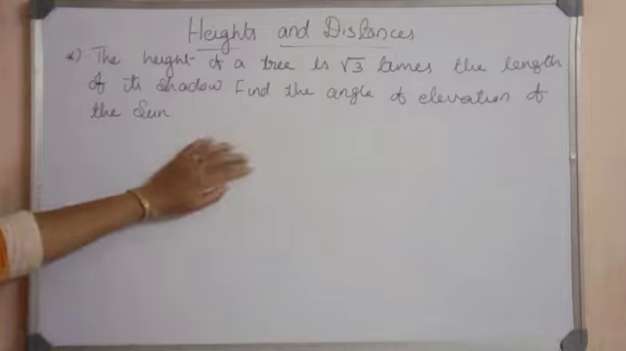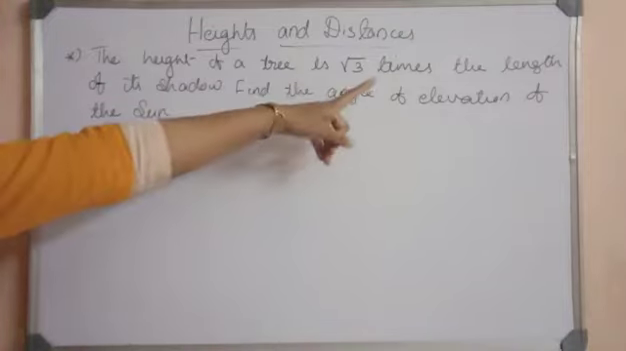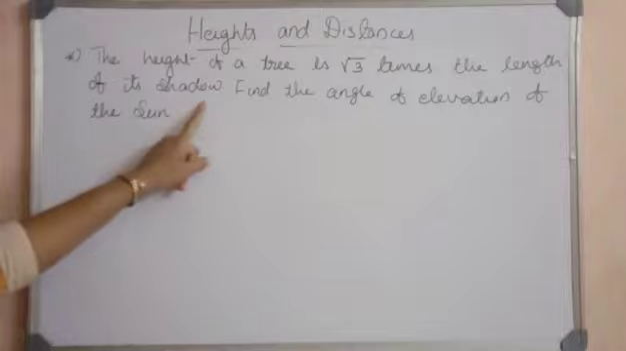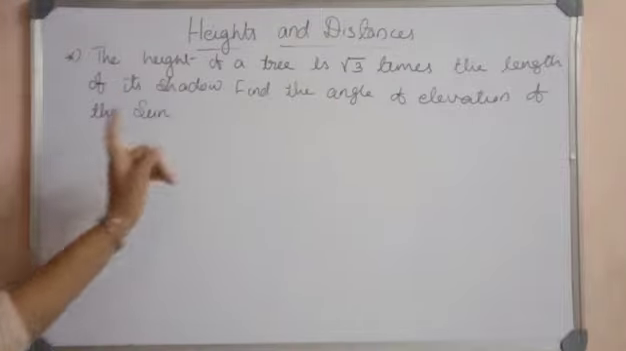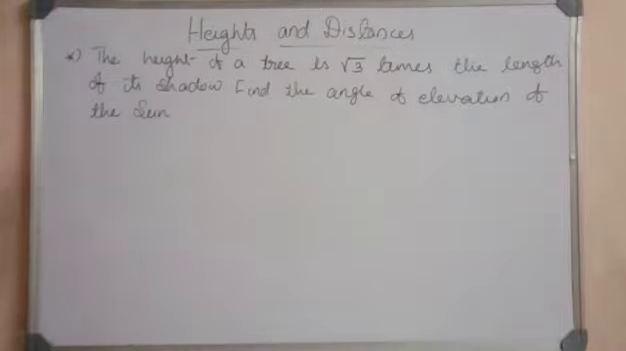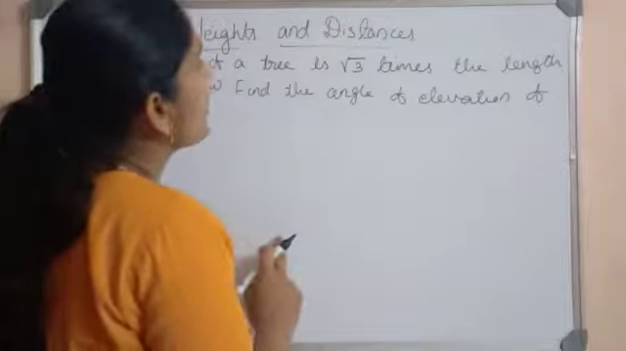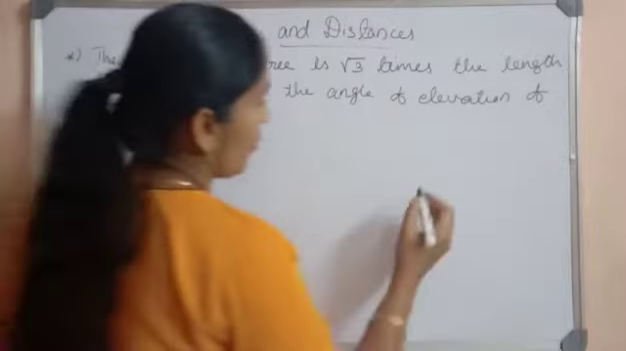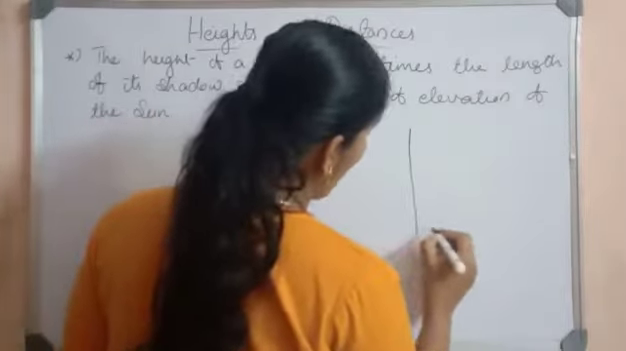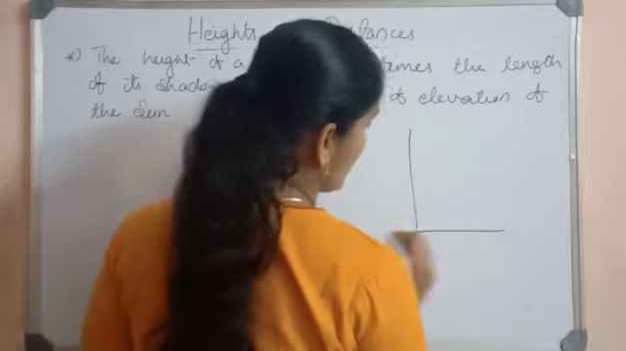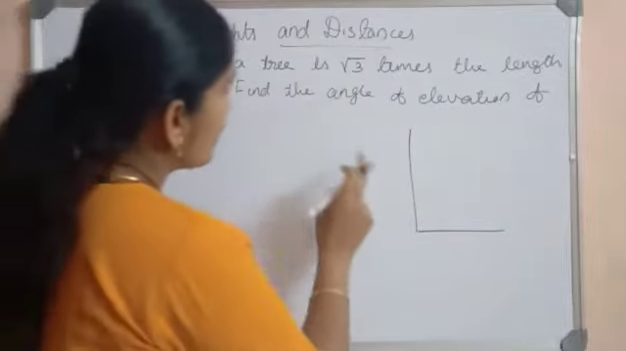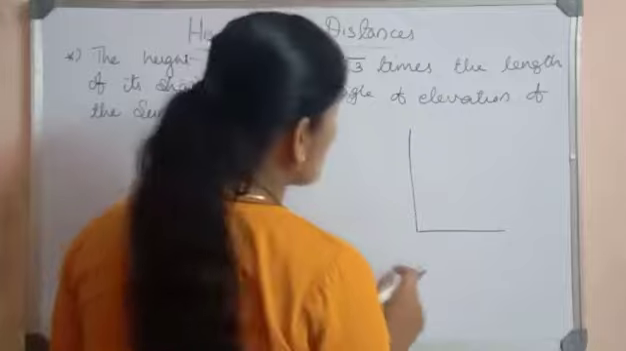Look at the first question. The height of a tree is √3 times the length of its shadow. Find the angle of elevation of the sun. Here we can use the trigonometrical ratios and find our answer. It is given that the height of the tree is √3 times the length of its shadow. Imagine this is the tree and here is the shadow of the tree.